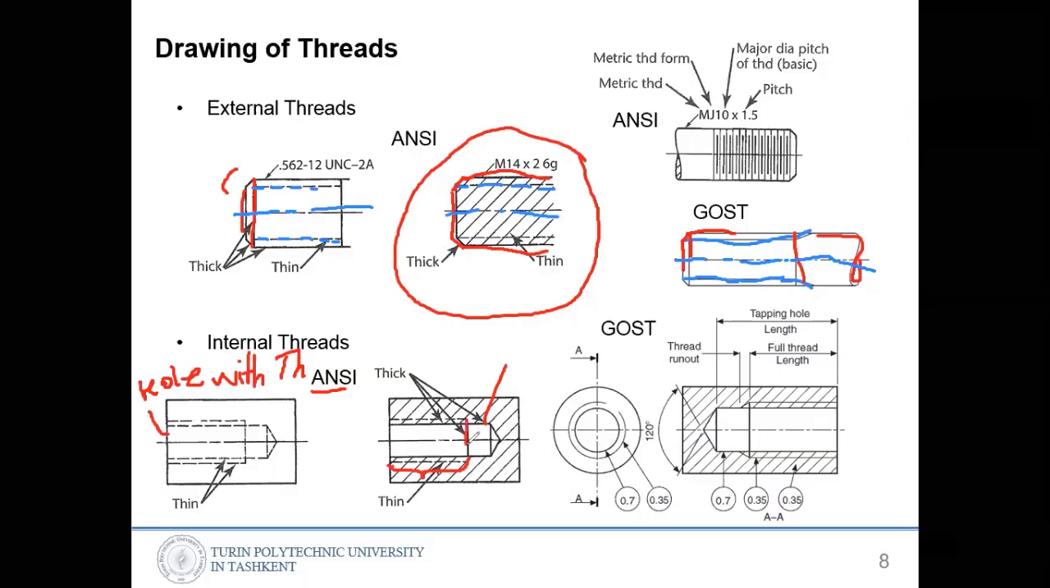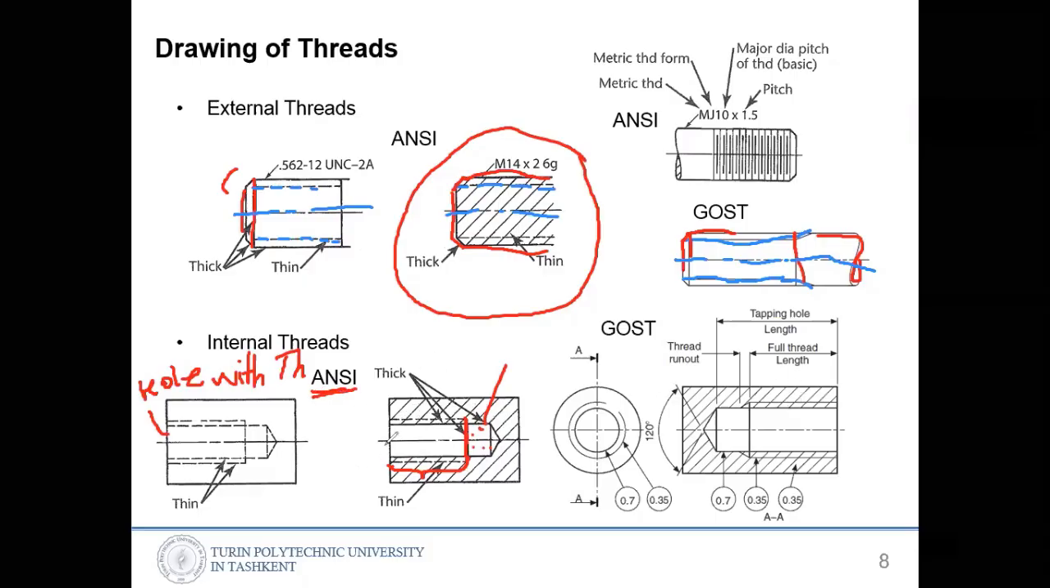So here it stops. That's why we have a thick line here, and here there is no thread in the wall. But here there is thread, so that's why it's shown with a dash. Okay, so that is in ANSI.